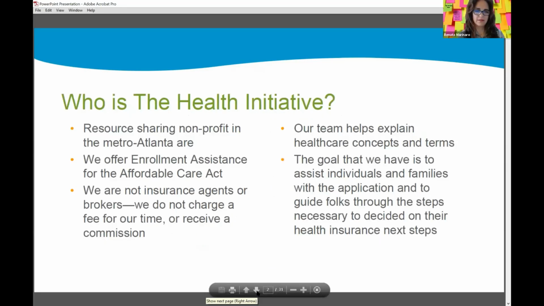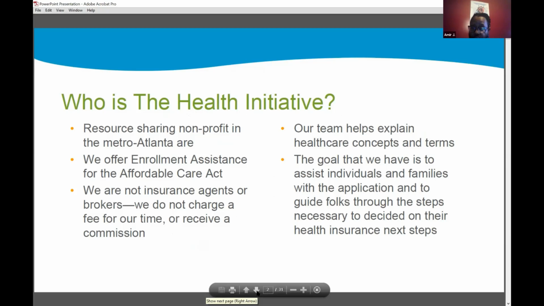Let me just highlight one point. I talked a bit about who we are and what we do at the Health Initiative, and I'd like to share with y'all that when people use the term enrollment assisters, they could mean a couple of things. They could be talking about an insurance agent or a broker. They could also be talking about a certified application counselor, or a navigator.